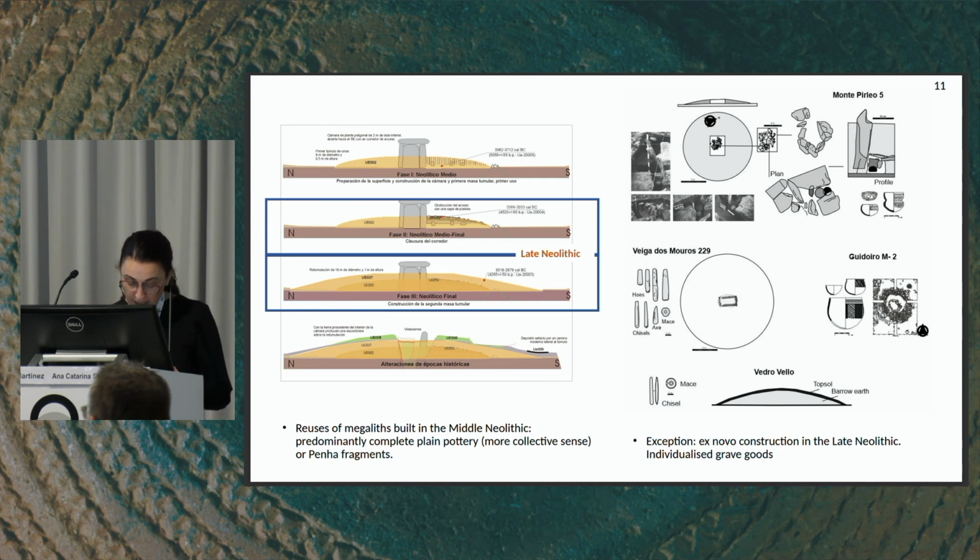Fragments of decorated Peña type pottery are recorded sometimes. Exceptionally, new burial mounds were built ex novo in the late Neolithic. They are less monumental, respond to an event, and have individualized grave goods. And we find highly decorated ceramics or polished lithic industry. We can see this kind of grave goods here.